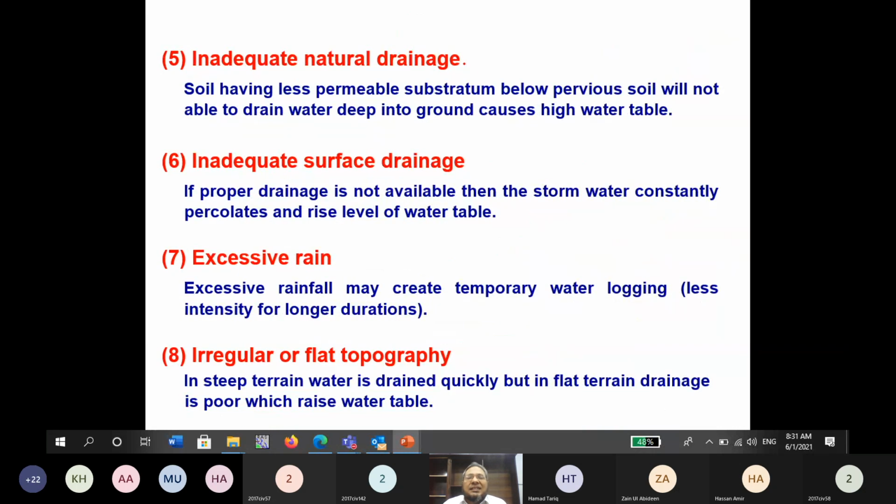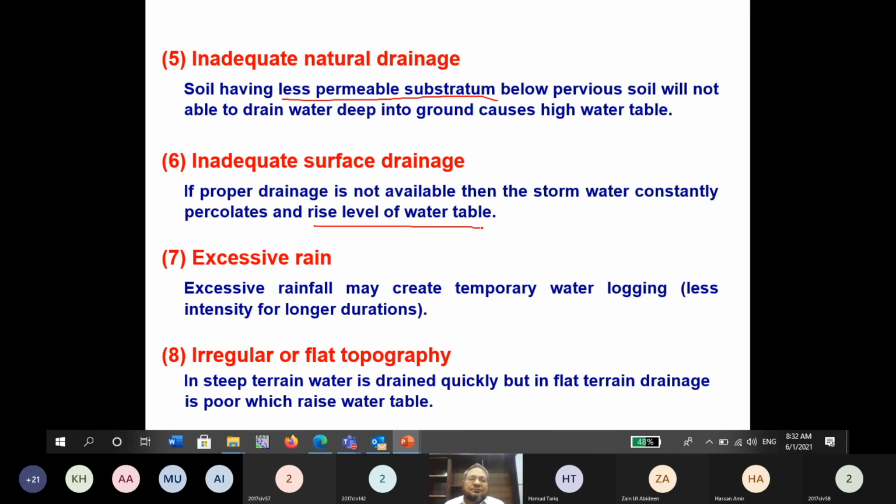Number 5 is the inadequate natural drainage. Some soils have less permeable substrata below pervious soil, and we are not able to drain water deep into the ground, which causes a high water table. It is very similar to what we discussed in number 4. And number 6, inadequate surface drainage. If we do not have proper surface drainage, then what happens? The water will stay on the surface and then ultimately infiltrate into the ground, which will raise the water table.